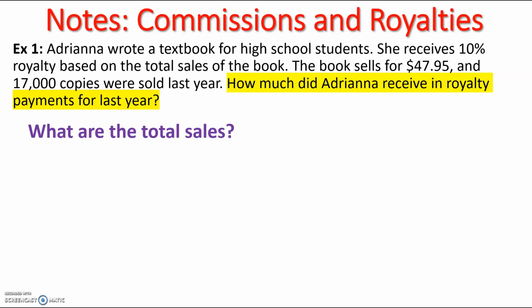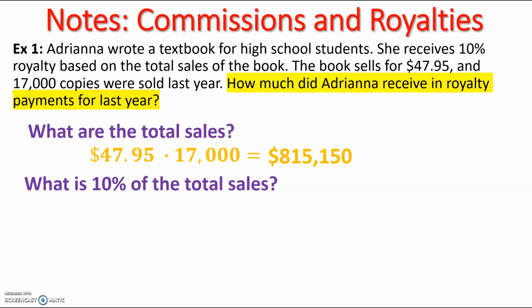The first question we need to answer is, what are the total sales? We can see here that the book sells for $47.95 and that 17,000 copies were sold. So we know that $47.95 times 17,000 will give us the total amount in sales. Using a calculator, that comes out to $815,150.